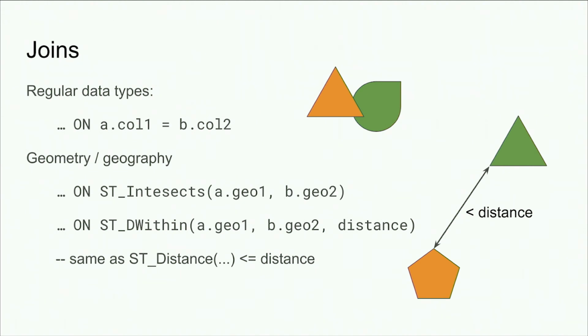Or another most common condition is ST_DWithin. And ST_DWithin is the same as the distance between two geographies being less than or equal to the third parameter, distance. It's just that on many systems using ST_DWithin will be faster.